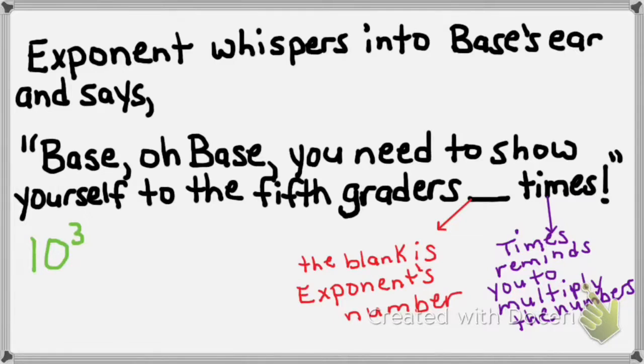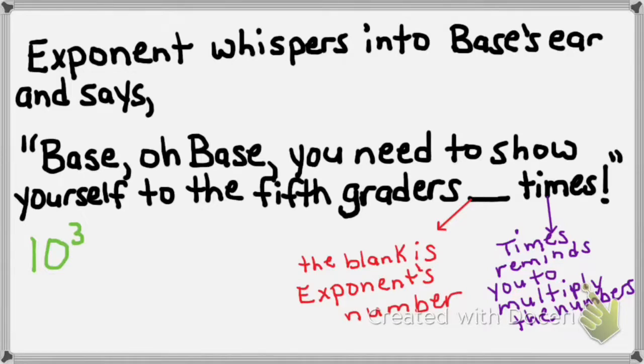Which number is the base and which number is the exponent? Well, base is like Timmy Turner, it's bigger. So the base is 10. An exponent is like the Fairly Odd Parent that hovers over base. Exponent is 3. So what does that mean? Well, we see the exponent, and what's the exponent going to say? It's going to say, Base, oh base, you need to show yourself to the fifth graders 3 times. This exponent says 3 because its number is 3.